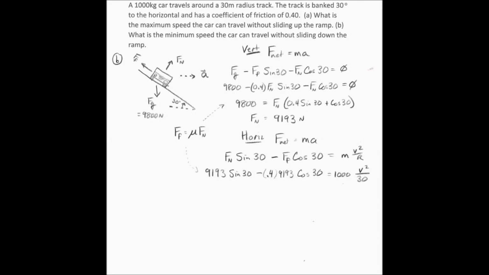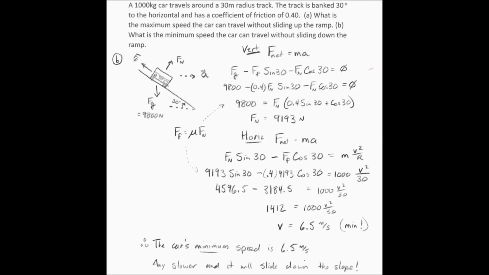When we sub in our value for the normal force and our value for the friction force, because friction force is 0.4 times the normal force, we can sub in our mass, sub in our radius, and we get a v of 6.5 meters per second. Now that is our minimum speed. Again, with the friction force up the slope at its maximum, the car still requires a speed of 6.5 meters per second. If it's going any slower, friction force is not enough to prevent it from sliding into the middle. So we can do our therefore statement. The car's minimum speed is 6.5. Any slower and it will slide down the slope.